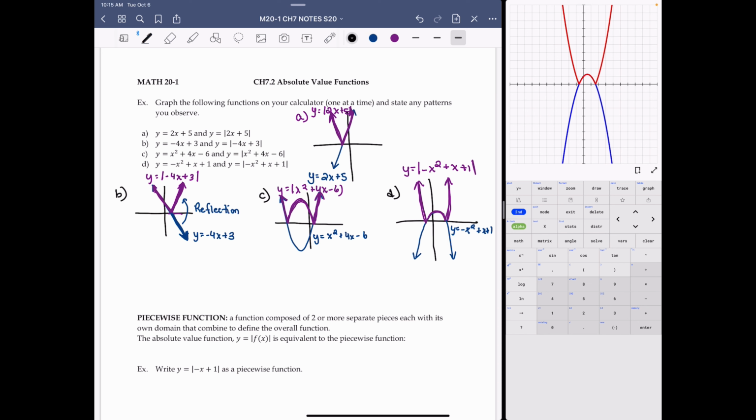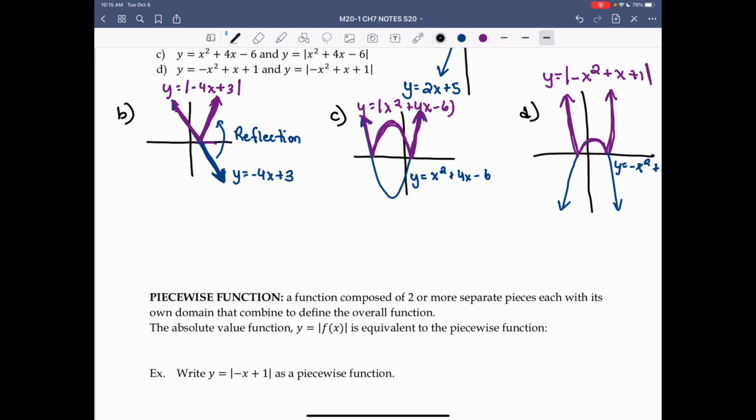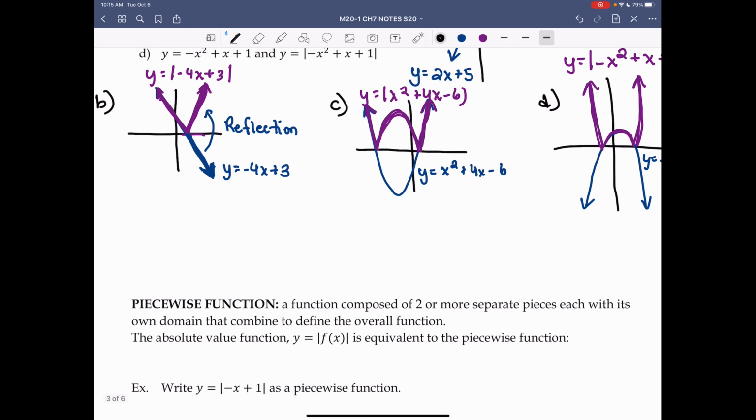So what did we see from these graphs? Okay, what did we see from these graphs? What knowledge can we take away? Number 1 is that our x-intercepts are the same for y equals f of x and y equals absolute value of f of x.